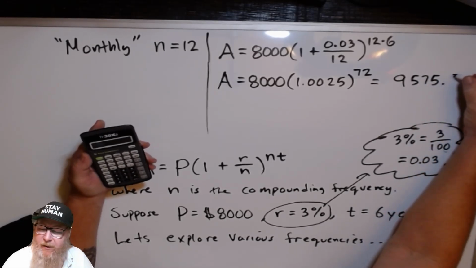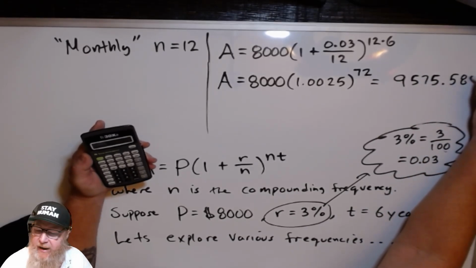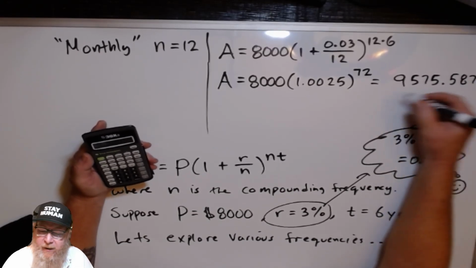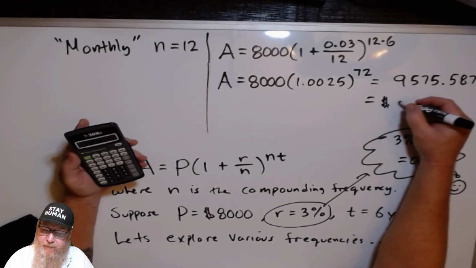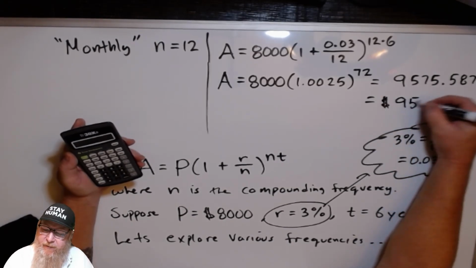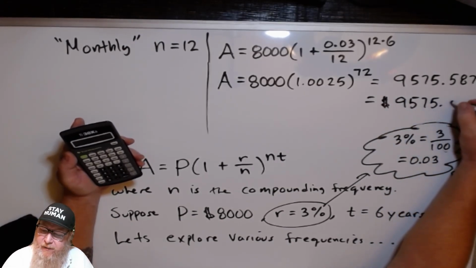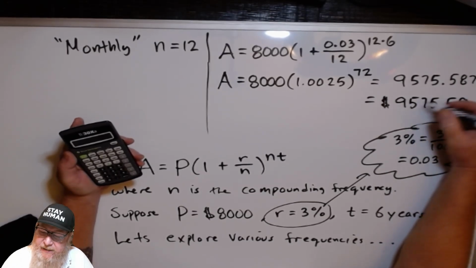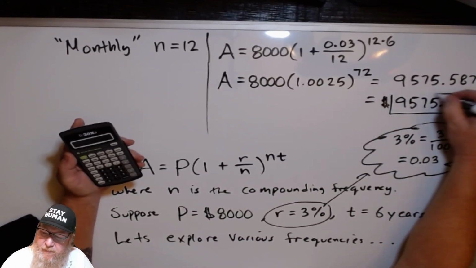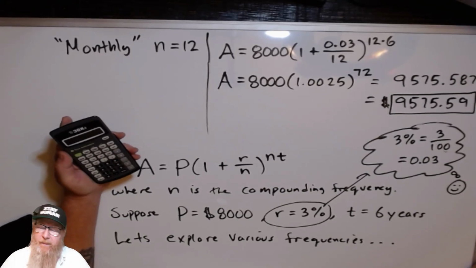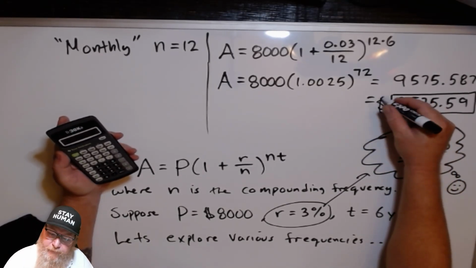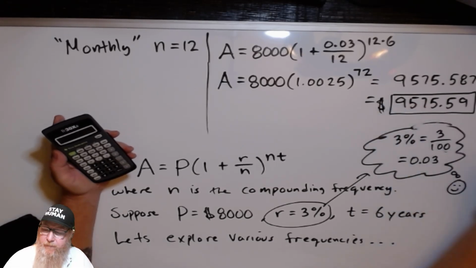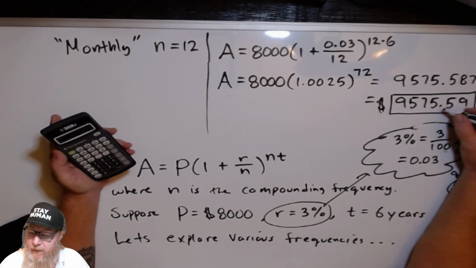$9,575. And then you get a trailing decimal, 58774. I want you to round this to the nearest cent. So that's $9,575.59. Okay. There we go. Not too shabby.